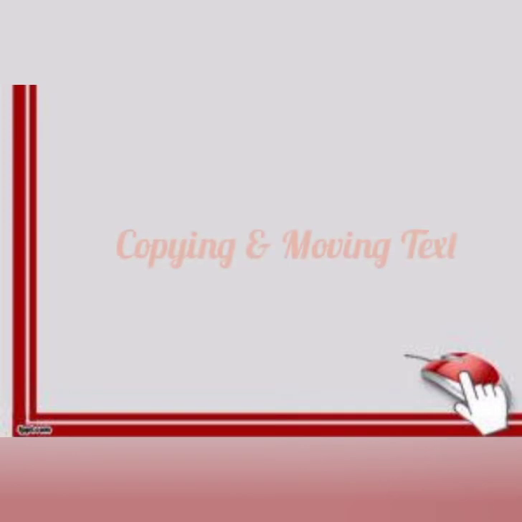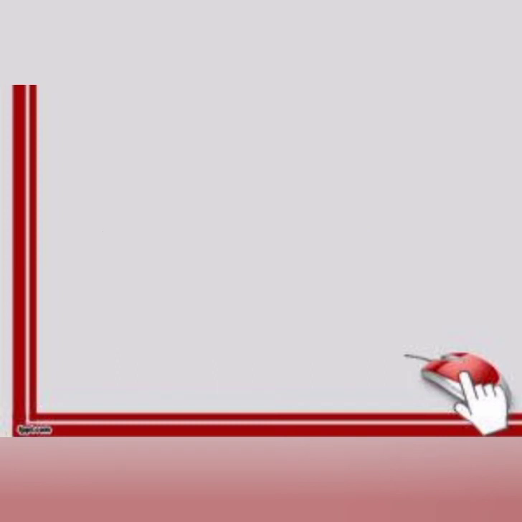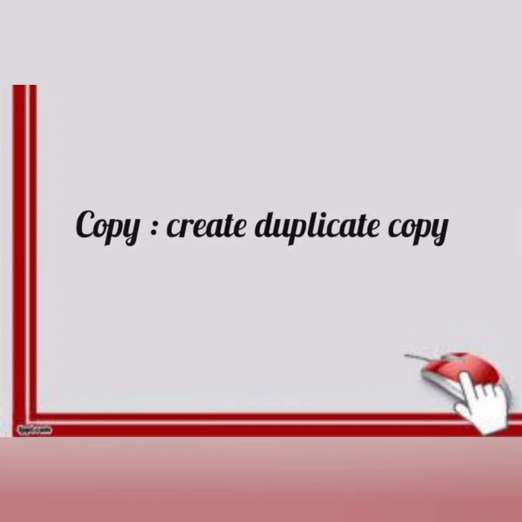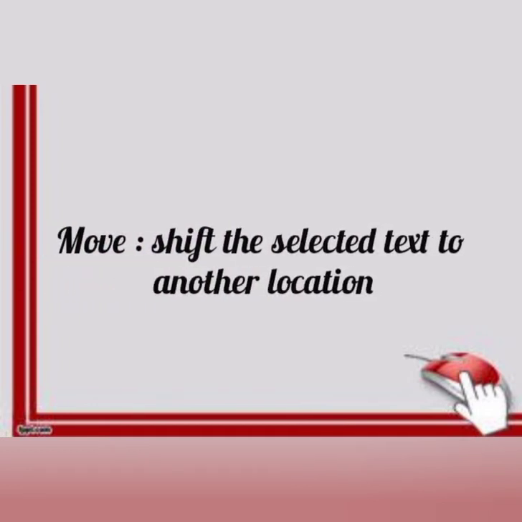Next one is copying and moving a text. Copying means to create a duplicate copy of the selected text. And moving means we can shift the selected text to another location.